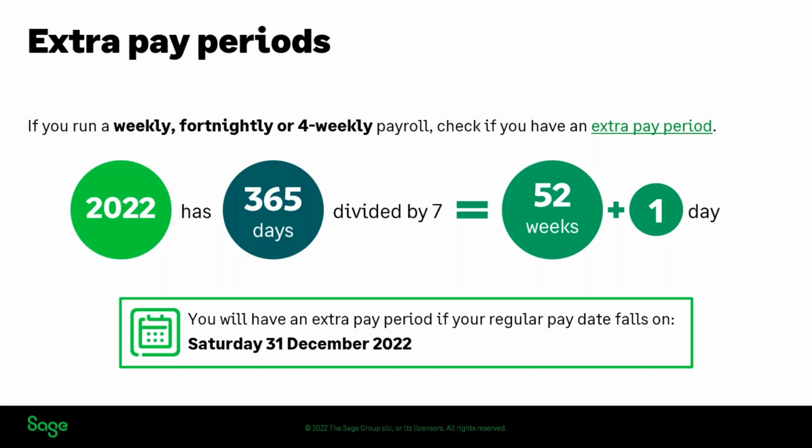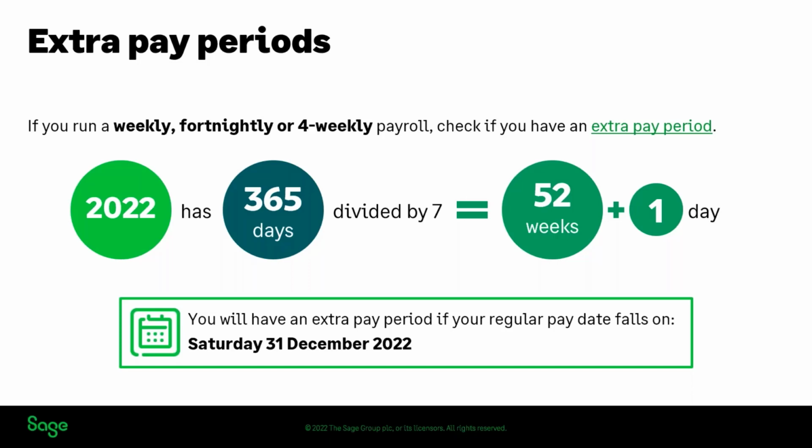But the reason why there is sometimes an extra pay period is that the number of days in a year doesn't divide into an exact number of weeks. So 365 days in 2022 divided by 7 is actually 52 weeks and 1 day. And depending on what day of the week your pay date lands on, there is a scenario where you would have an extra pay date or an extra pay period at the end of the year.